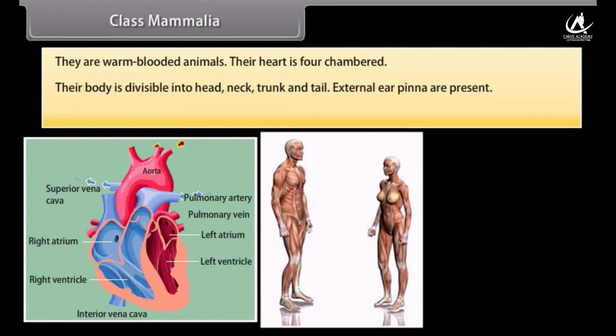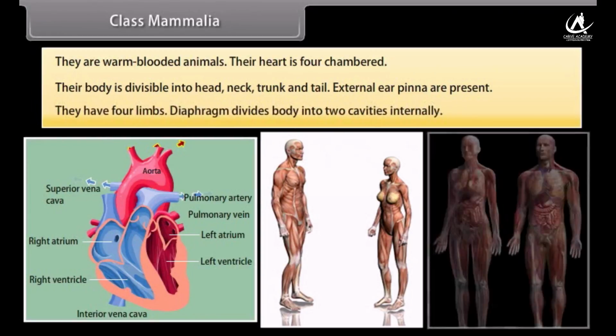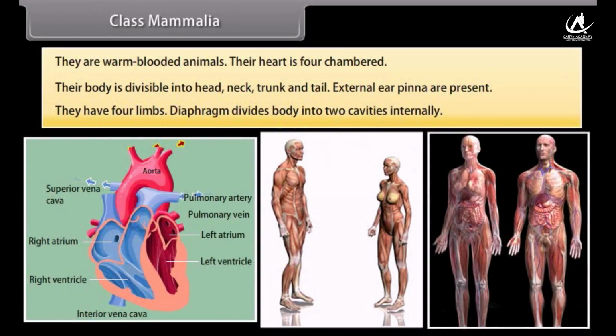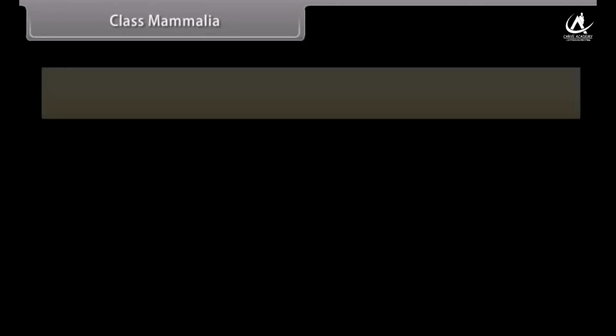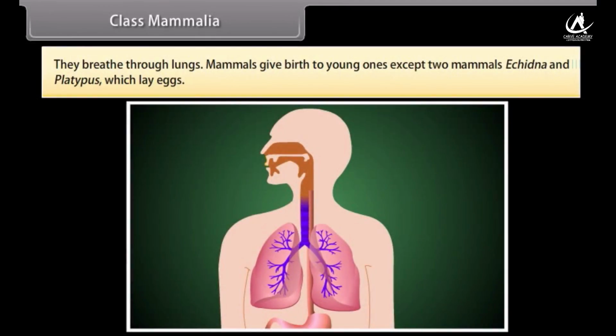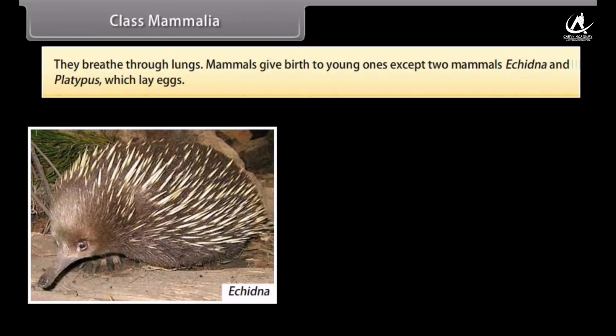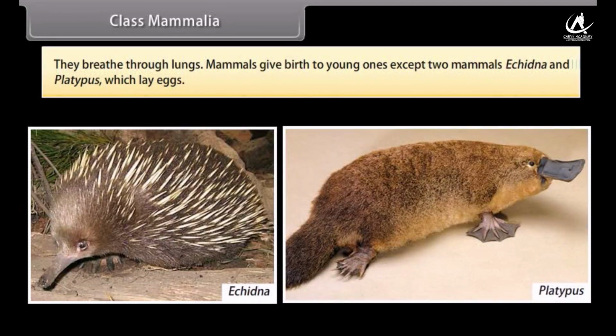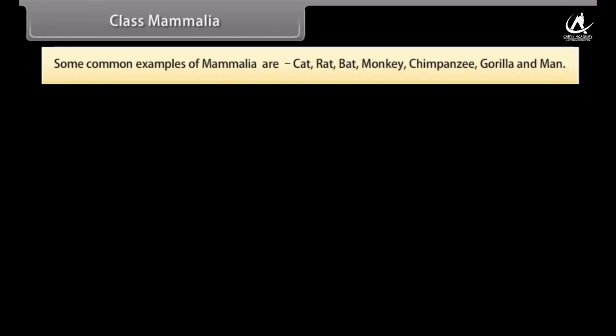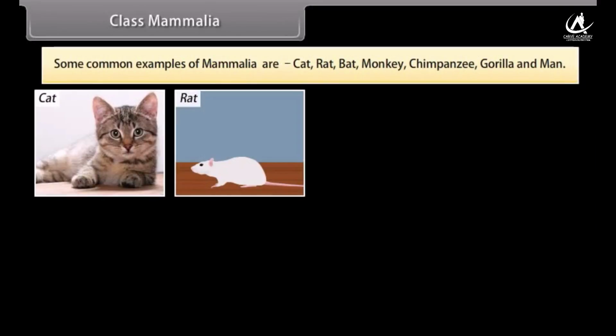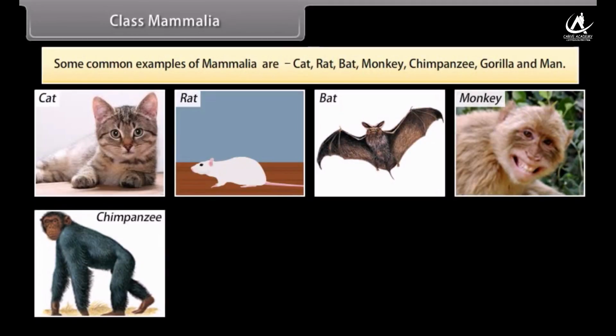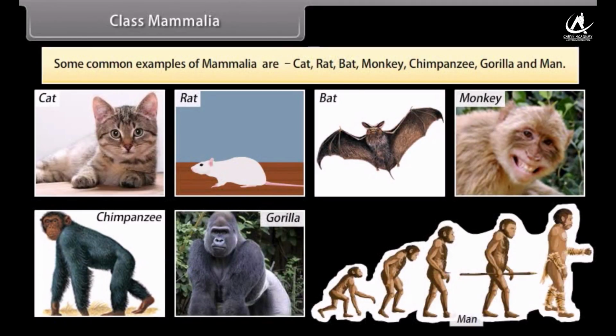Their body is divisible into head, neck, trunk, and tail. External ear pinnae are present. They have four limbs. A diaphragm divides the body into two cavities internally. They breathe through lungs. Mammals give birth to young ones except two mammals, Echidna and Platypus, which lay eggs. Some common examples of Mammalia are cat, rat, bat, monkey, chimpanzee, gorilla, and man.